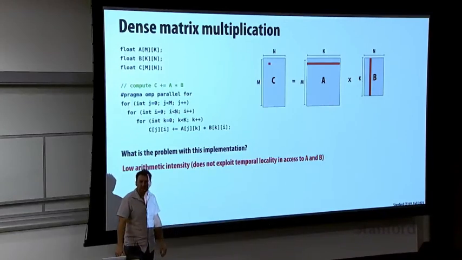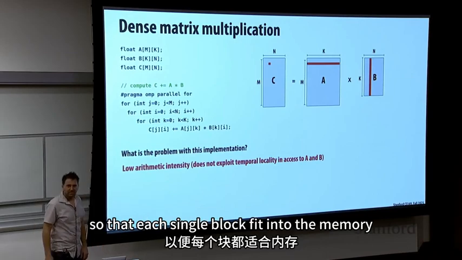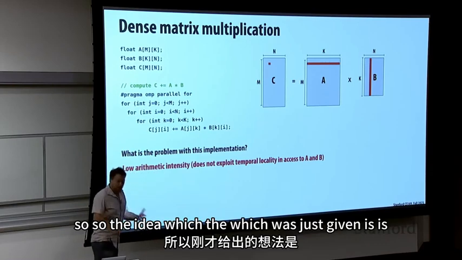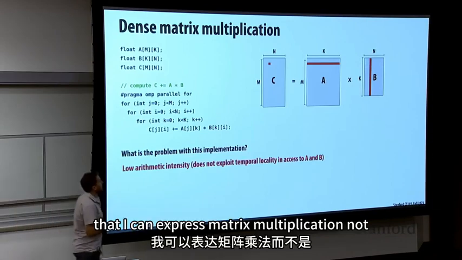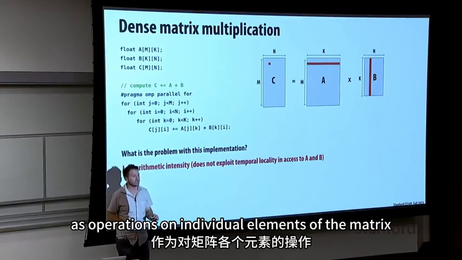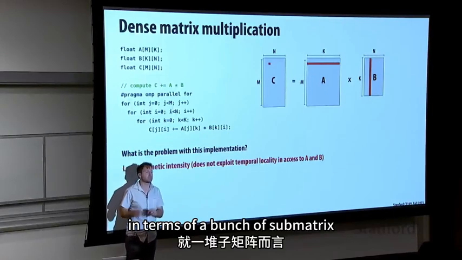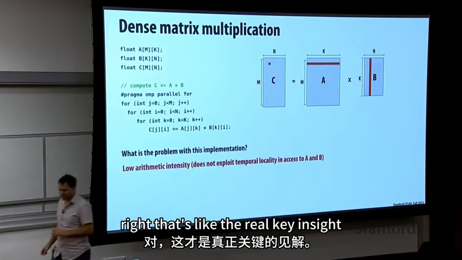How can I do better? Yeah, what? Divide the matrices into blocks so that each single block can fit into the memory. Okay, so the idea which was just given is the first thing is to observe that I can express matrix multiplication not as operations on individual elements of the matrix, but I can express matrix multiplication hierarchically in terms of a bunch of submatrix multiplications on blocks. That's like the real key insight.